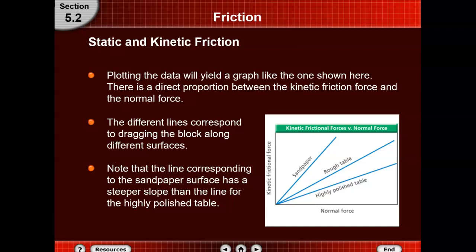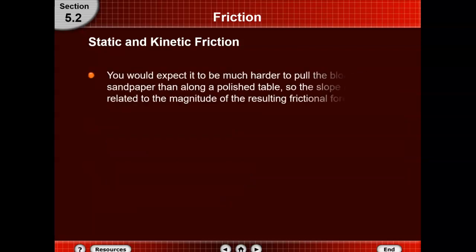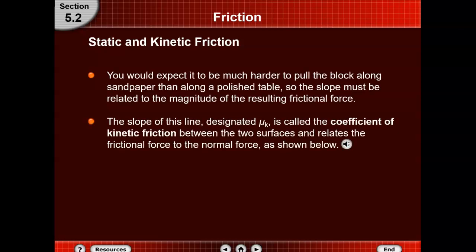So the kinetic friction force keeps it in motion. The static friction keeps it in place. Okay. So you would expect it to be harder to pull the block along sandpaper than along a polished table. So it's going to be higher. The slope is going to be higher.